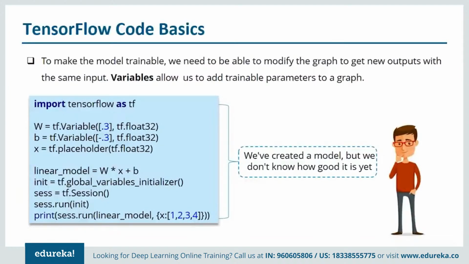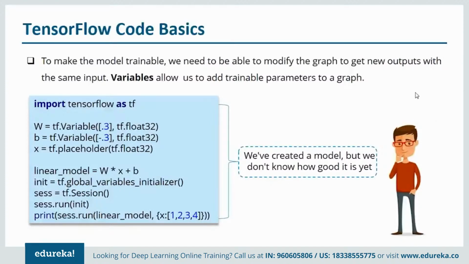In order to declare variables, you can refer to the code in front of your screen. We have taken 2 variables and 1 placeholder. The first variable has a value 0.3, the other variable has minus 0.3, and the placeholder will obviously remain empty, and later on we feed in some values to it. Then we create a linear model, some operation in which we multiply W with X, and then add a bias or B value to it. Then we need to initialize all the variables in the TensorFlow program. For that, you must explicitly call a special operation, which is tf.global_variables_initializer, and then just directly run the session.